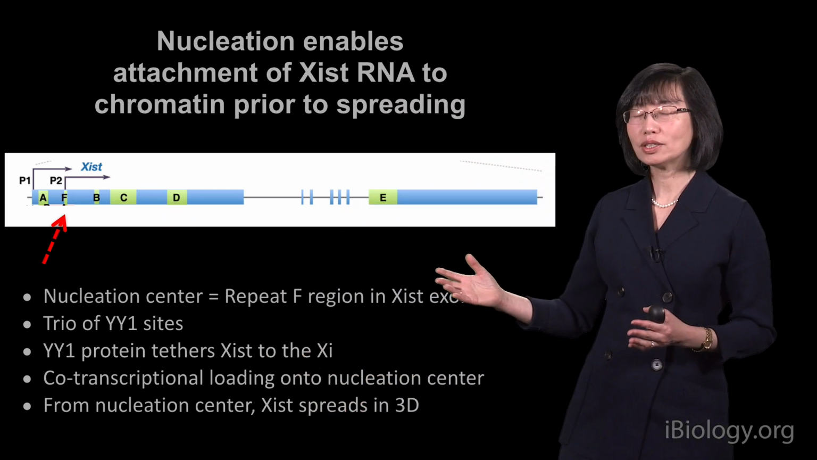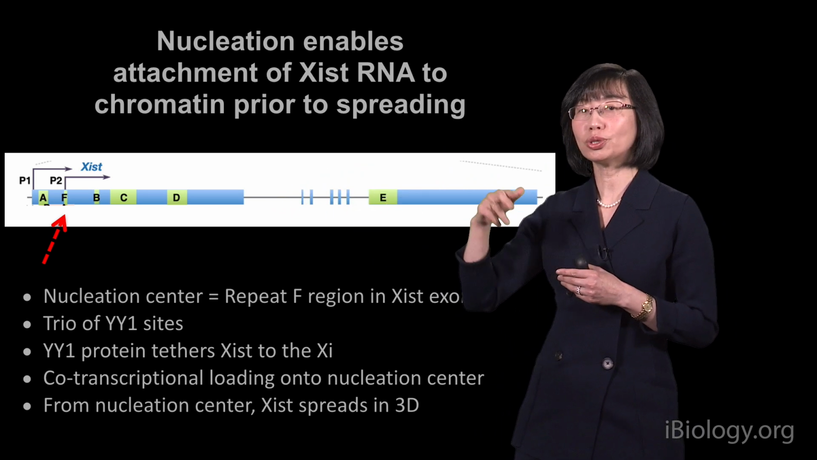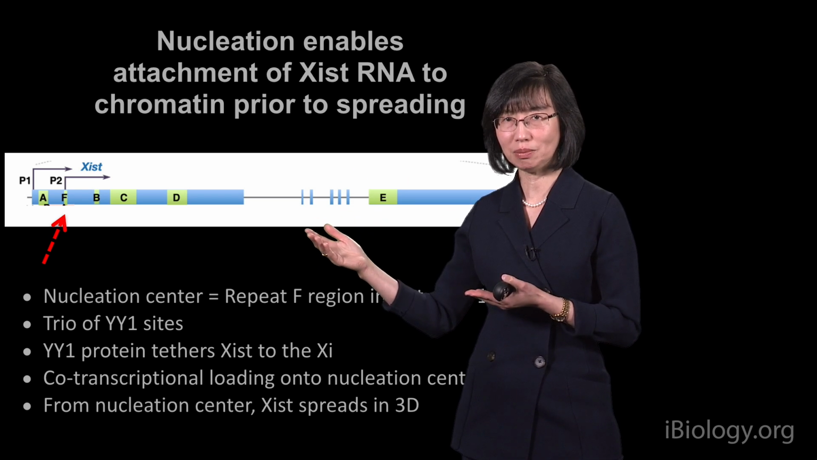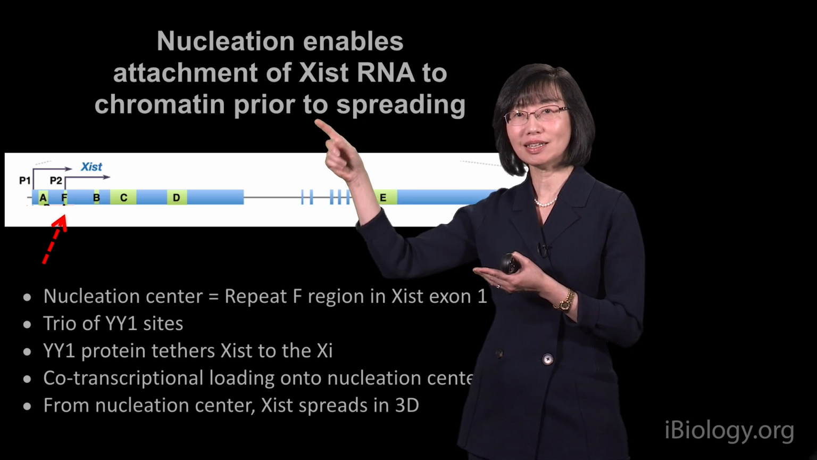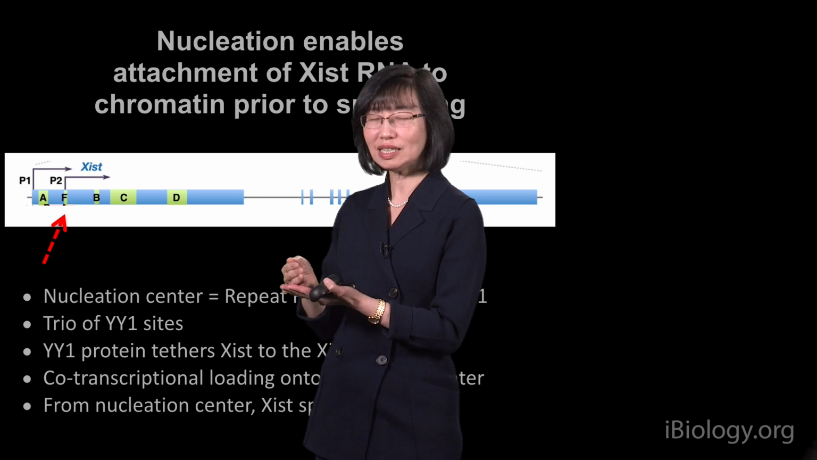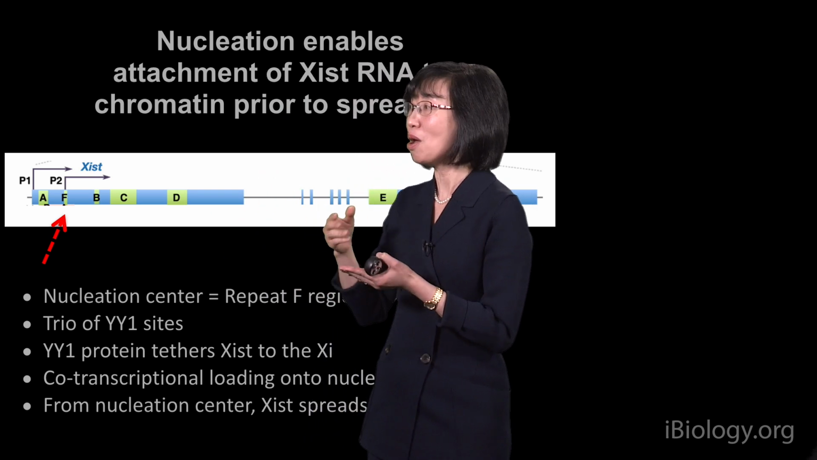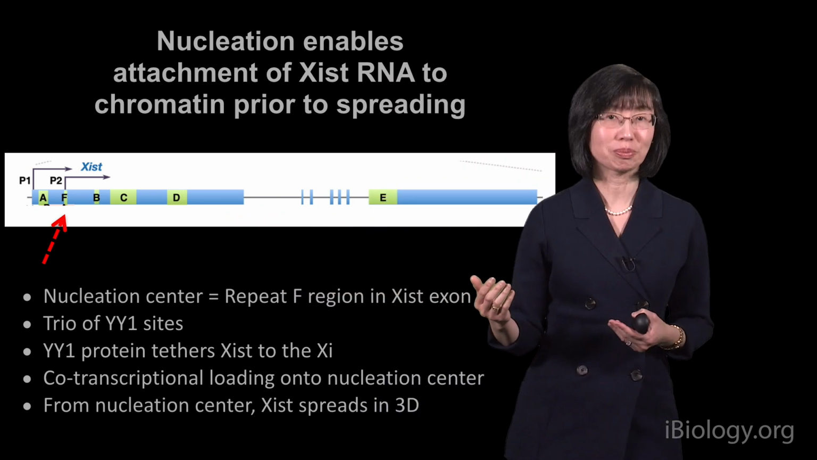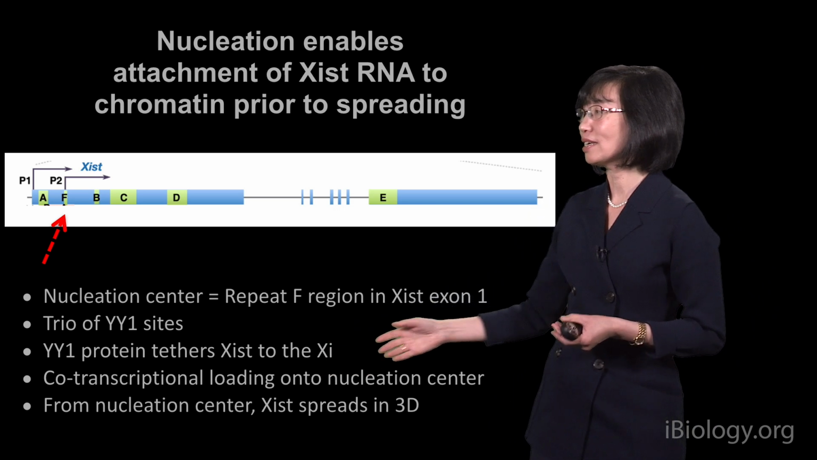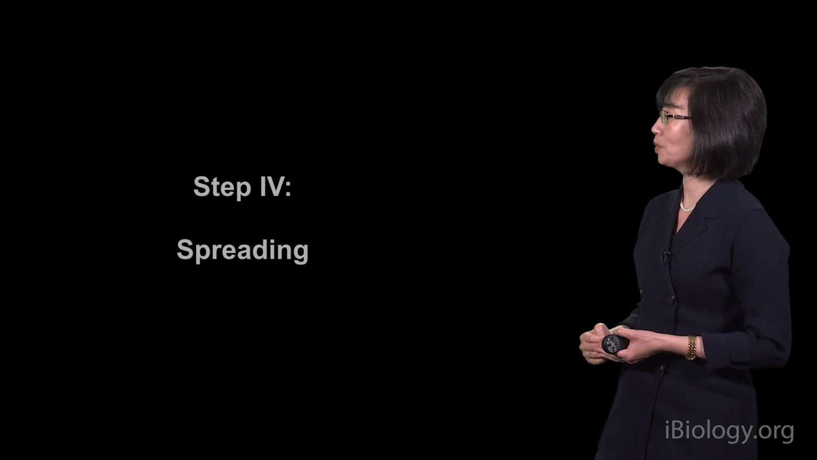And so what we imagine is that Xist RNA gets produced from this genetic locus, and it co-transcriptionally loads onto the nucleation site. And what we mean by co-transcriptional is as it's getting synthesized, when this piece of the RNA gets exposed, it attaches to the inactivation center before the transcription is complete. Okay. And then from the nucleation site, Xist spreads in 3 dimensions across the rest of the X chromosome.